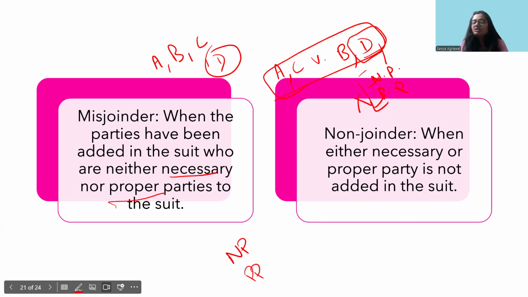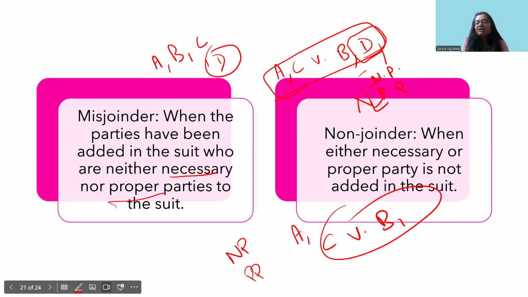If we talk about non-joinder, that means either necessary or proper parties have not been added. In the same case, let's take an example. There is a suit between C versus B and D. ठीक है, तो D की वजह से तो misjoinder हो गया. Let's say there is no D. ठीक है, just to make it more clear, there is no D. It is only C versus B. In this case, A is also a necessary party, and A is not added, so it is a non-joinder of necessary party. Or if let's say there is A versus B, then C is not added and C is a proper party, so it is a case of non-joinder of proper party.